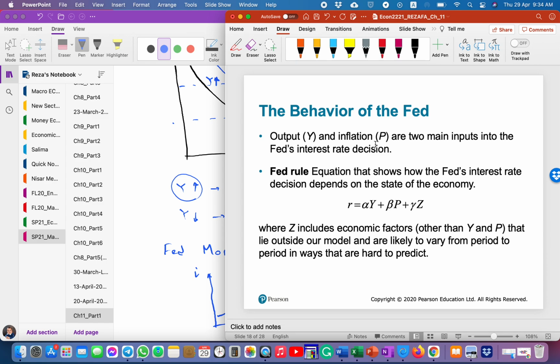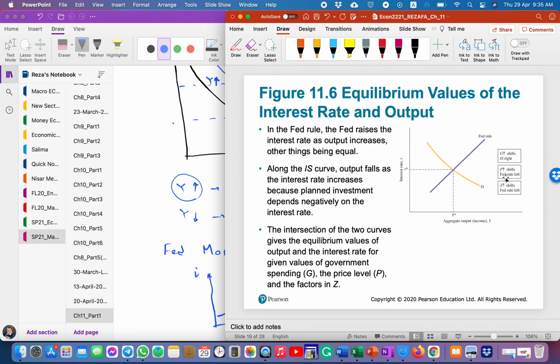Output and inflation are the two main inputs into the Fed's decision, so the Fed is deciding about the interest rate as the output and the price change. So they say that the decision about the targeted interest rate is a function of the output, price, and every other important variable like Z. If there is a positive relationship between the interest rate and the inflation, and the interest rate and the output, then alpha and beta are positive figures. So this is basically showing the Fed rule or monetary policy rule, and this is showing the IS.